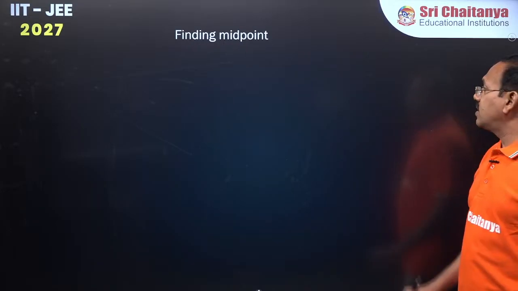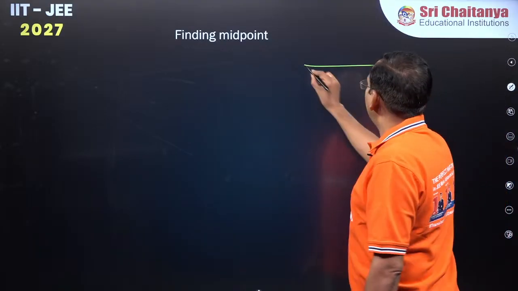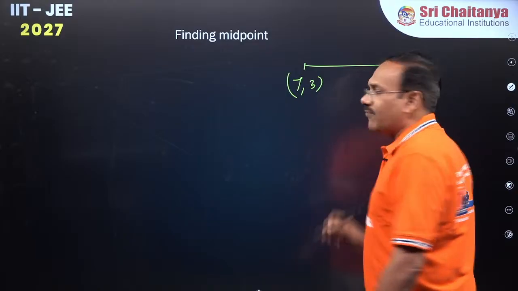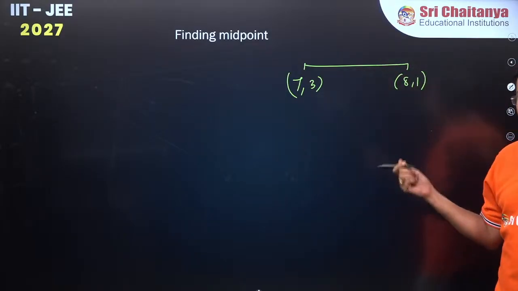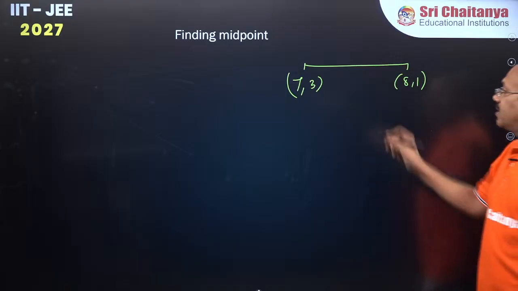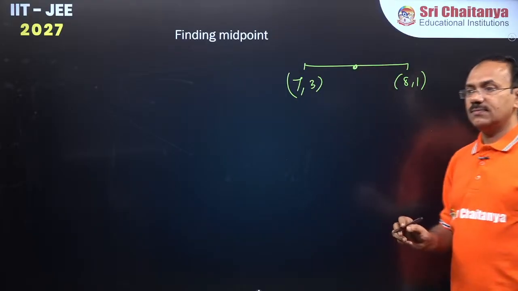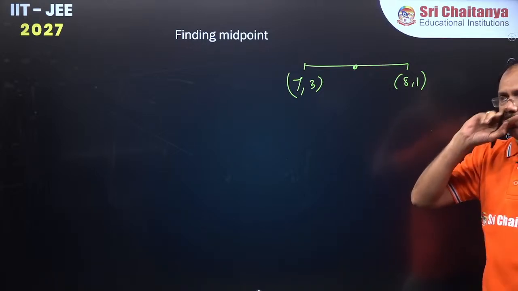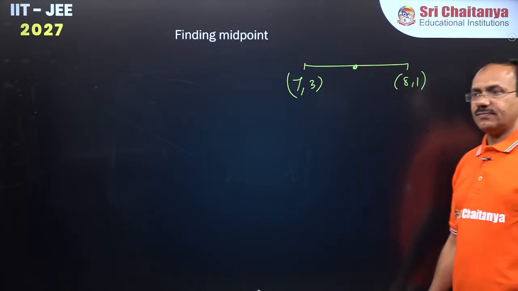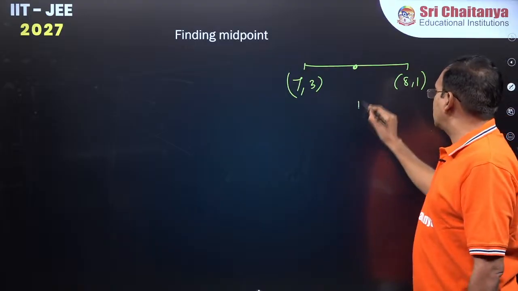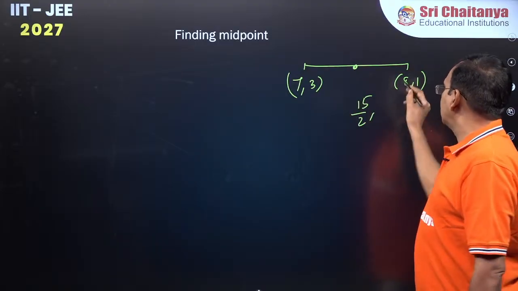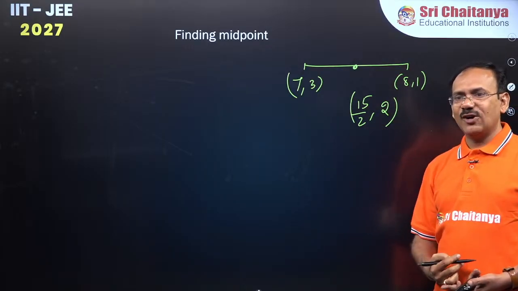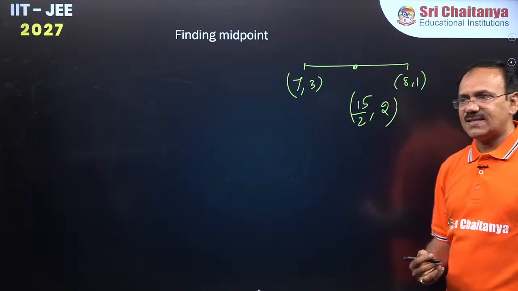Yeah. Now you see, dear students, you are given a line segment 7, 3, 8, 1. Just find the midpoint of this. Find the midpoint of this, everyone. Quick. Yeah. x1 plus x2 by 2, 15 by 2. 3 plus 1, 4 by 2, which is 2. Correct? Okay? That's nice.